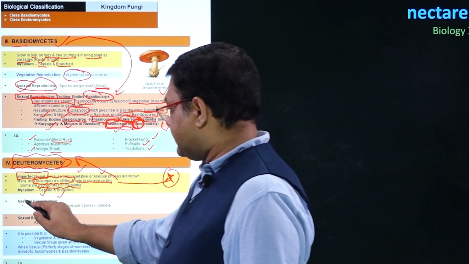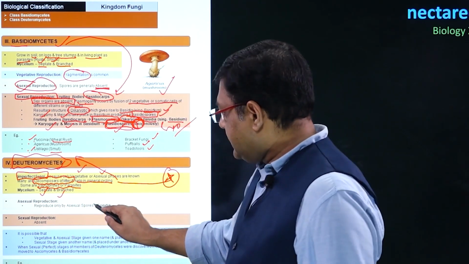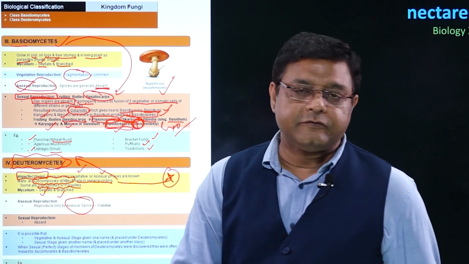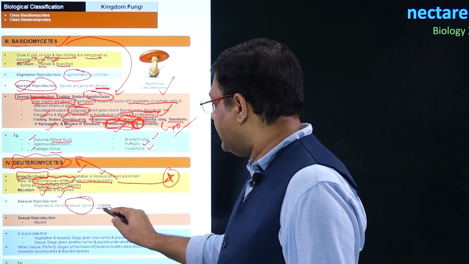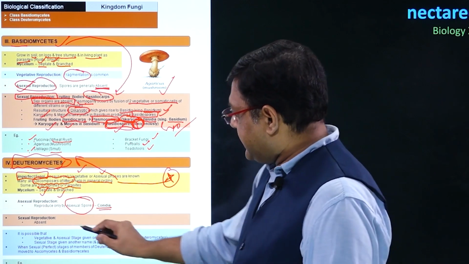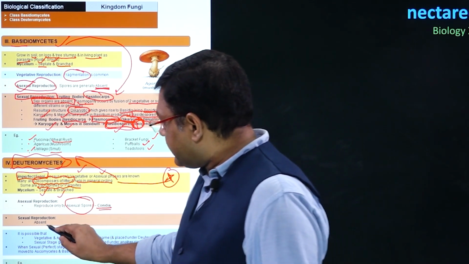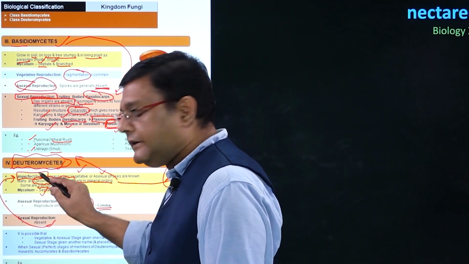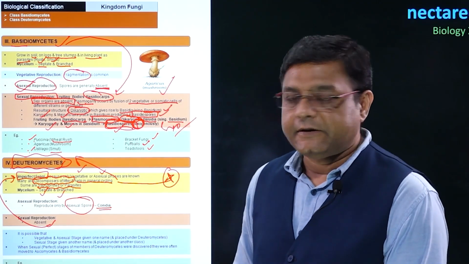Talking about asexual reproduction, it will be asexual spores which will be present over here. These will be called conidia. Sexual reproduction, as we talked about, is absent, and that is why these were called imperfect fungi.